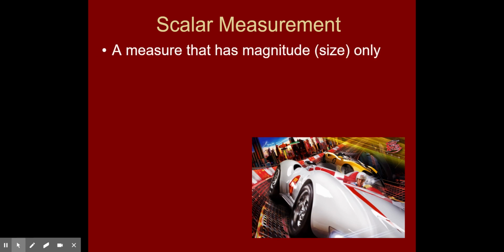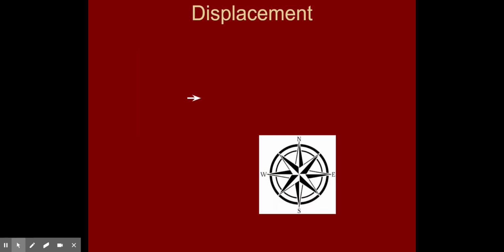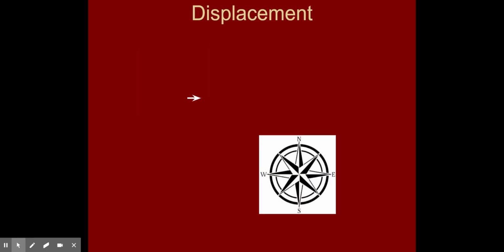It is just talking about how fast you're going or the distance that you're going. It does not indicate whether or not you're going left, right, north, or south. So examples of scalar measurements are distance, 10 meters, doesn't say which way. Speed, 60 miles per hour, again, doesn't say in which direction. And time, which is 5 seconds. Again, these are all scalar measurements. They only give you an indication of magnitude. They don't give you an indication of direction.